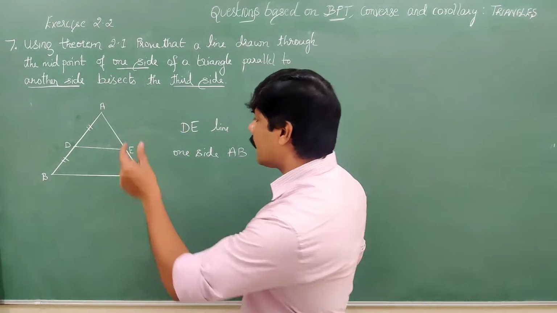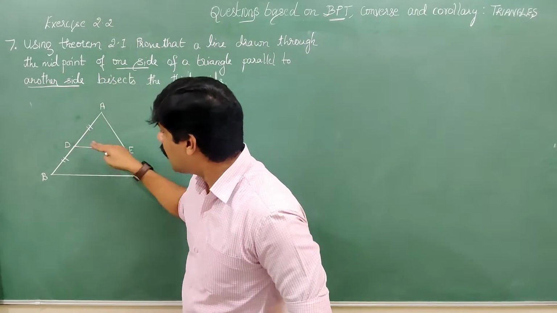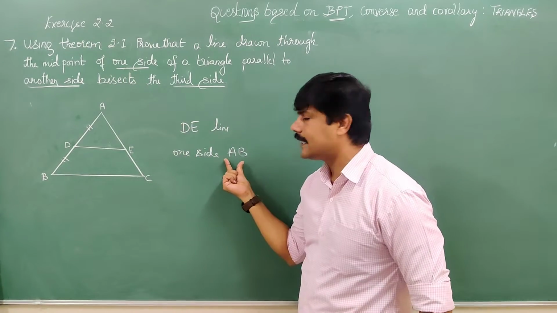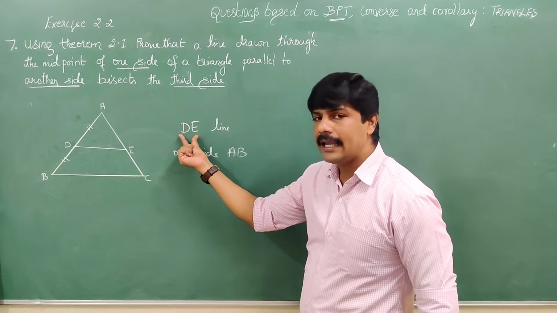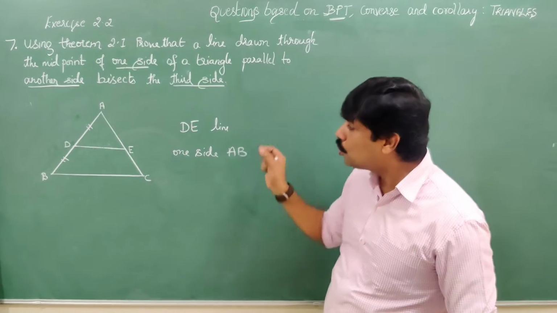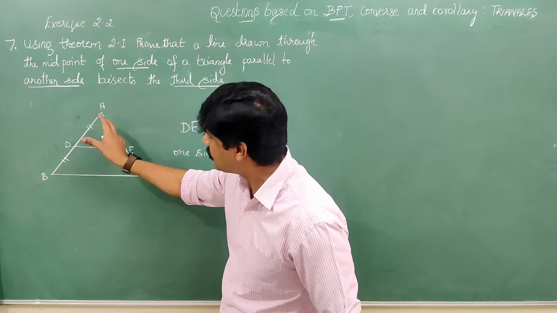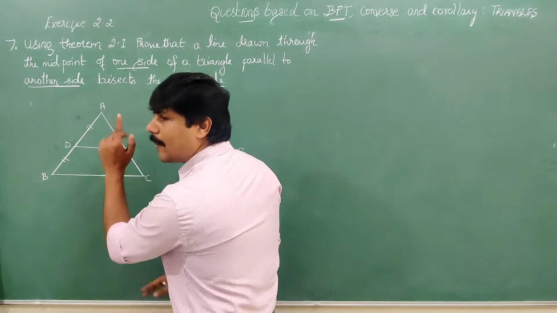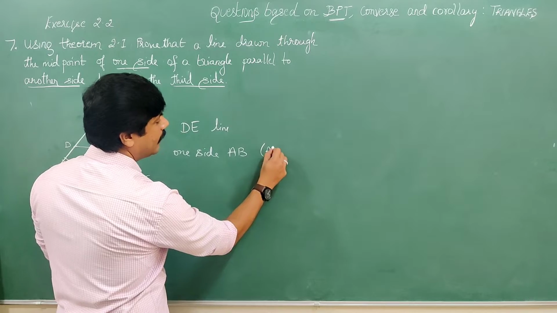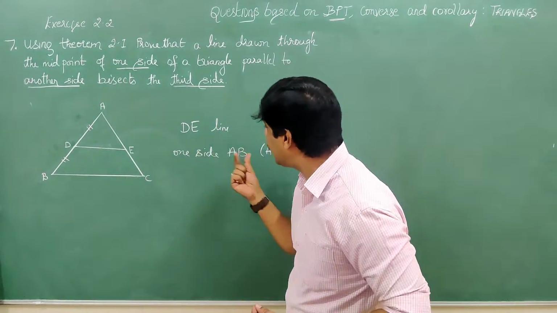That is the point. This particular line is drawn through the midpoint of one side. Which is that one side? That one side is AB. Understand properly, this line DE is drawn through the midpoint of AB. That means D divides or bisects AB. Bisects means AD is equal to BD. Why is AD equal to BD?